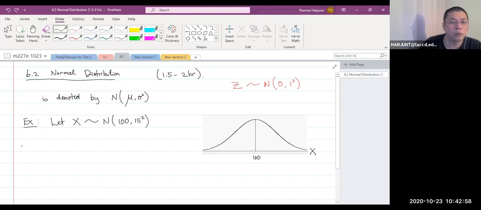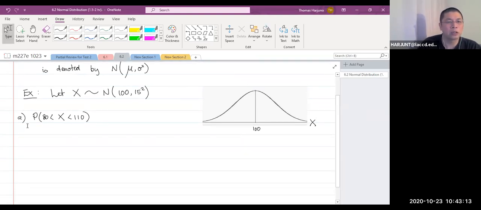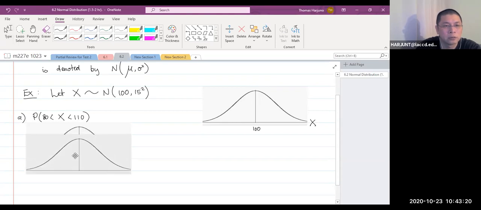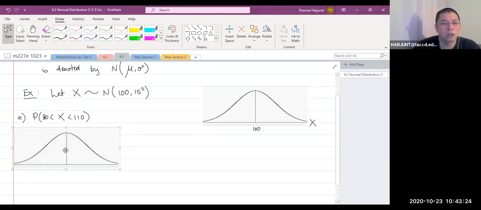So for example, part A, find the probability that X is between 80 to 110. So the mean is 100, right? 80 is to the left of that, 110 is to the right of that. We are interested in finding the area, which is the probability for this region. The area of this region is equal to the probability of that interval.